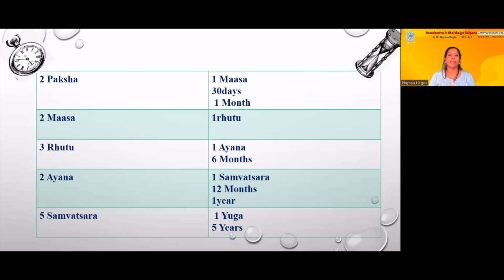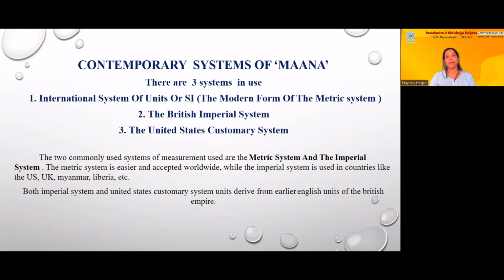2 Masa is equal to 1 Rutu. 3 Rutu is equal to 1 Ayana, that is 6 months. Dakshinayana or Uttarayana. 2 Ayana, Dakshinayana and Uttarayana together lead to 1 Samvatsara, equal to 1 year or 12 months. 5 Samvatsara is equal to 1 Yuga. 5 years is equal to 1 Yuga. This is about the Kalamana.